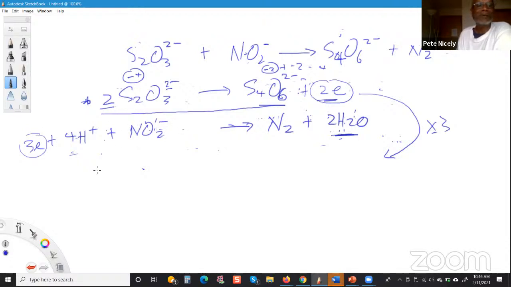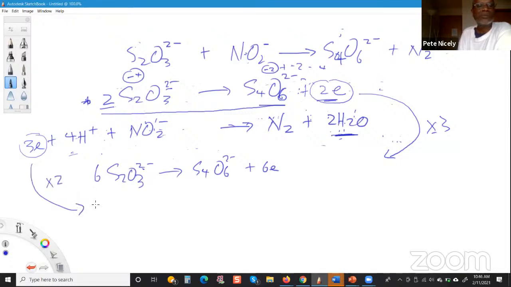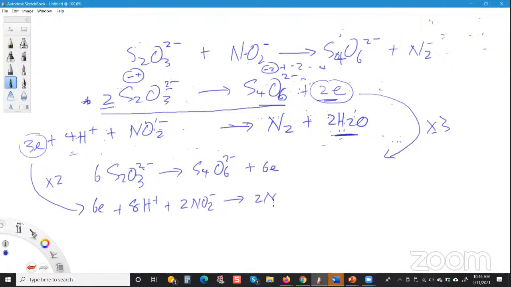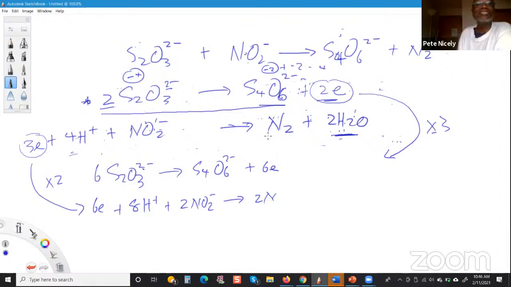We multiply this one by 3, we're going to get 6 S2O3 2 minus, to give S4O6 2 minus, plus 6 electrons. And then, as you correctly said, we multiplied this one by 2. So we're going to end up with 6 electrons plus 8H plus 2NO2 minus to give 2N2. And I just realized I made a mistake here. You know what? Let's stop here for today.